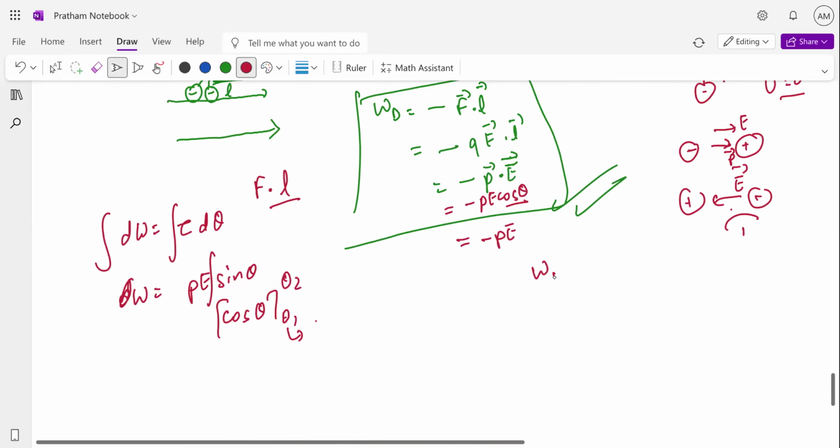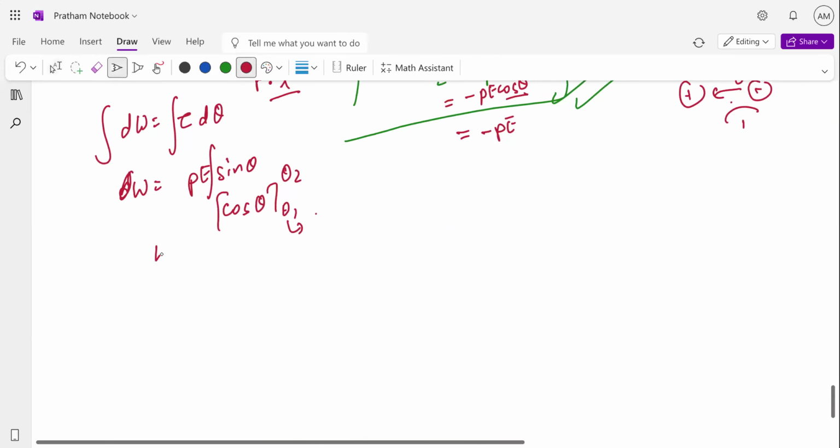But you have to remember the formula. You can also write that W is equal to negative PE cos theta 2 minus cos theta 1. Clear? Yes. This you can also remember. This is one more thing. So your work done will come out as PE times cos theta 2 minus cos theta 1. In this case, if you see carefully, this is the work done by me. So the work done by the field will be negative.